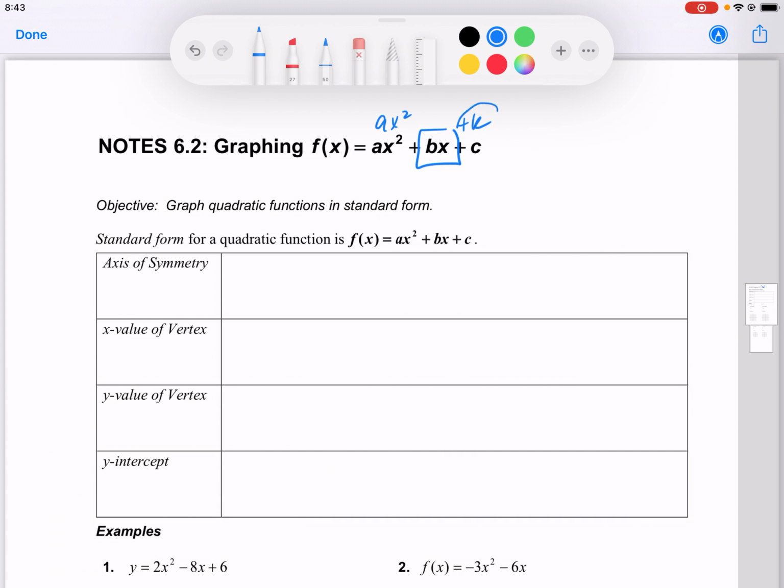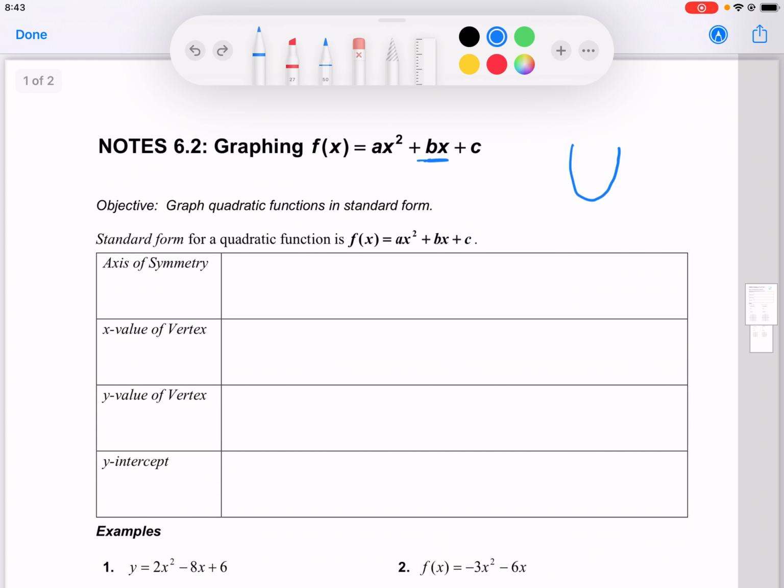So before, the k just told us if we shifted our vertex up or down. And that is not the case for these types of problems. So we've got this plus bx in the middle. So to find the axis of symmetry, as a reminder, axis of symmetry is the line that splits the parabola right in half.